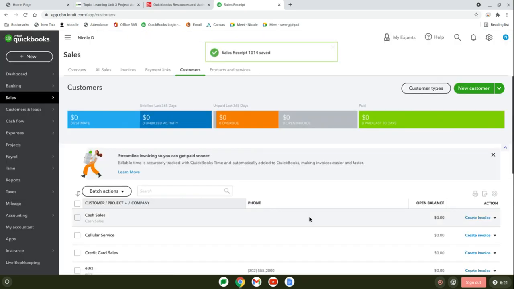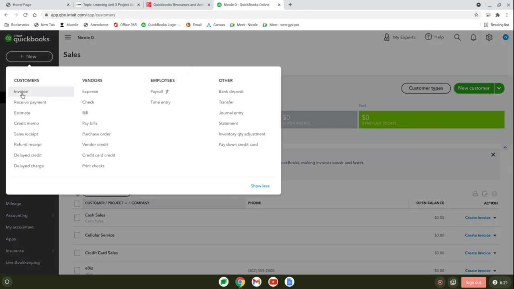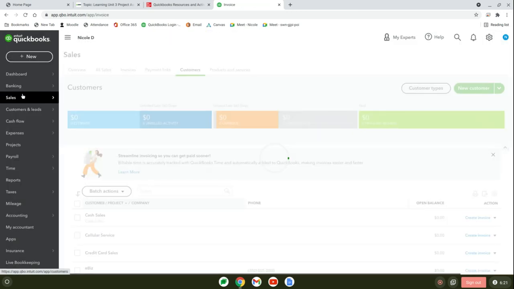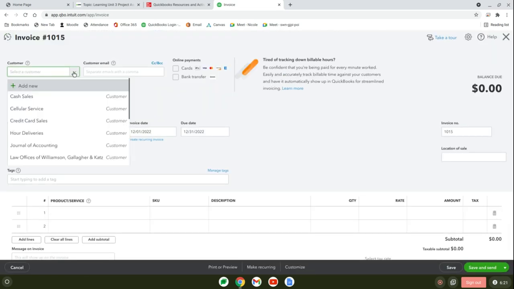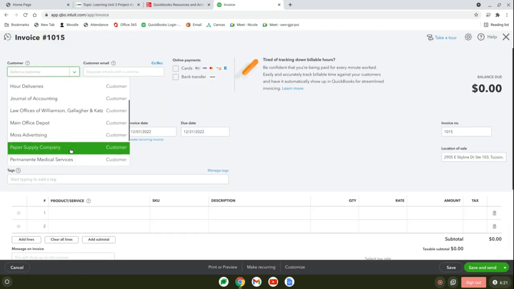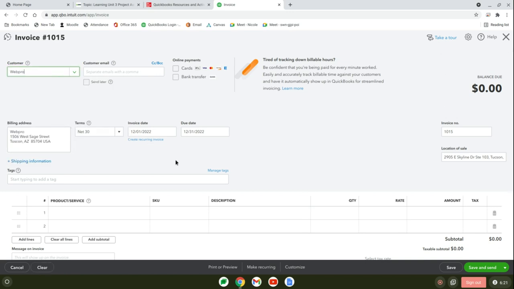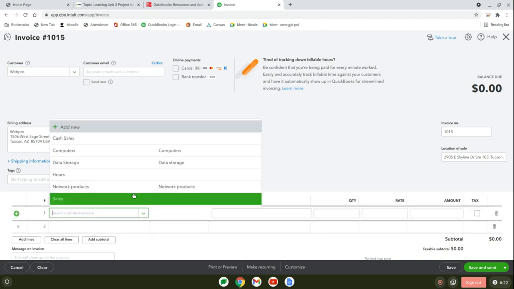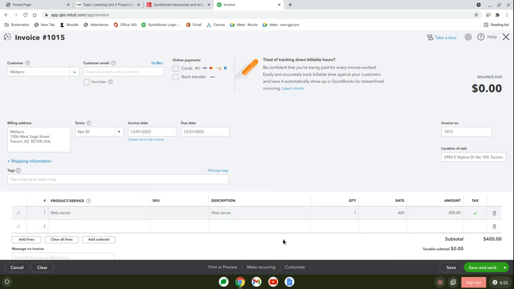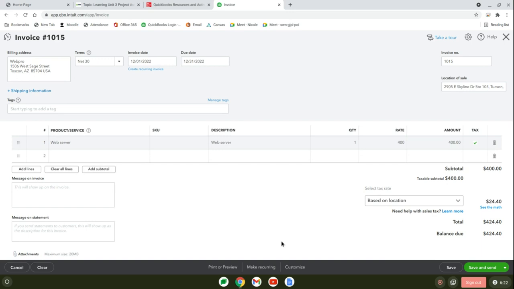Because the next thing they have us is sold 1 web server on account. So when we sell on account, that's our credit customer. We send them an invoice, okay, because we're billing them. We're going to select Web Pro. We just created Web Pro. If you don't have Web Pro, that means you need to add new. Then you can go back and change the information. So Web Pro, the date is 12/1. It's going to be for 1 web server. And it comes out to $424.40.